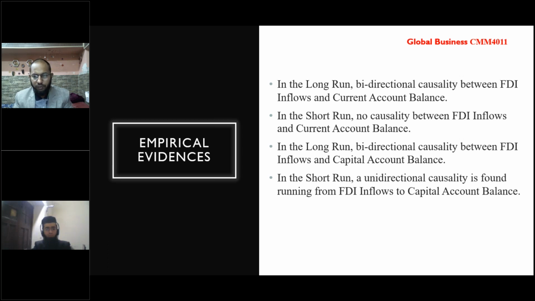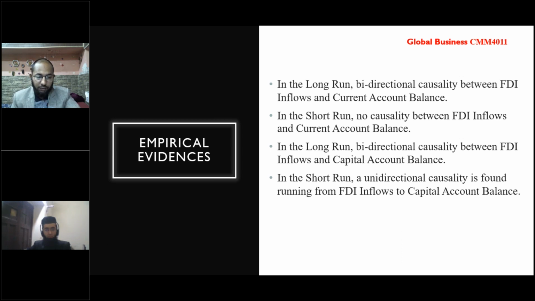Now, my own research suggests some evidence regarding the relationship of components of balance of payment with foreign direct investment, because foreign direct investment is one part of our balance of payment statement, but it has linkages and relationship with current account balance and capital account balance. So I'm sharing a few research evidences related to balance of payment.